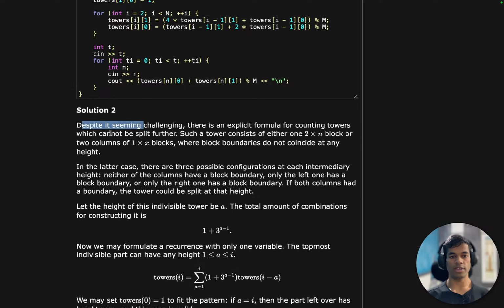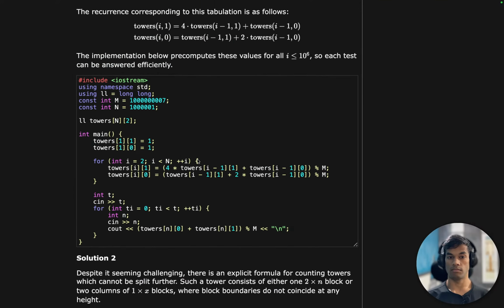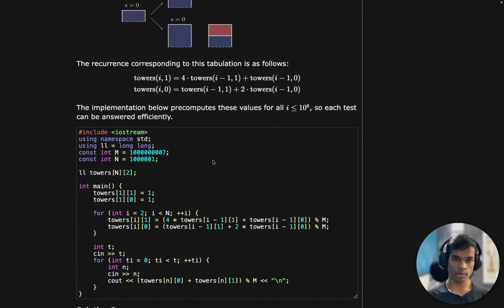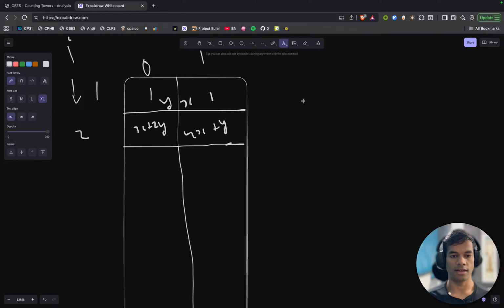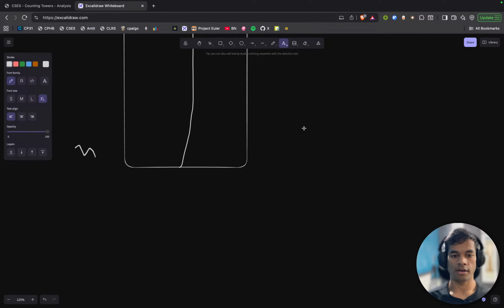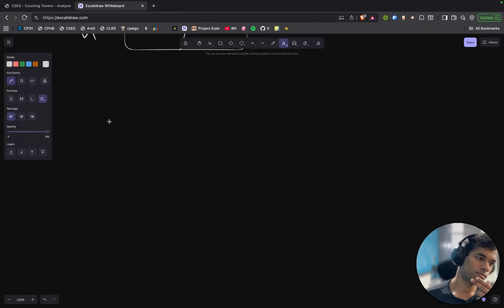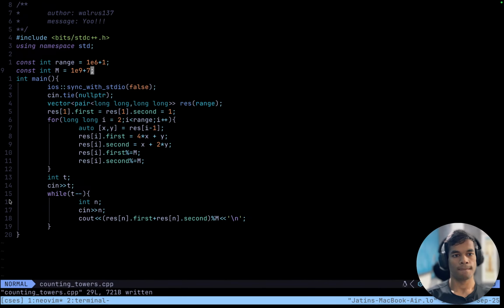Solution 2. Despite it seeming challenging, there is an explicit formula for this. So there is a closed form formula for this. Let's try to get at it. What is our recursive formula? Let's just use this for a couple of values.